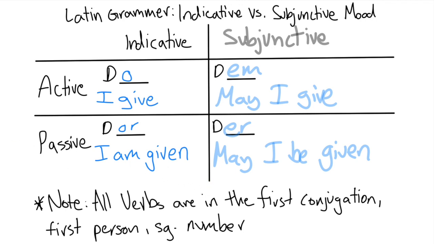Now I really want to hit this point home. When you have an indicative mood verb, you know that this action is occurring. When you have a subjunctive mood verb, whether or not that action will occur, it's up for debate. I hope that you understand the difference between indicative and subjunctive mood verbs on a high level.